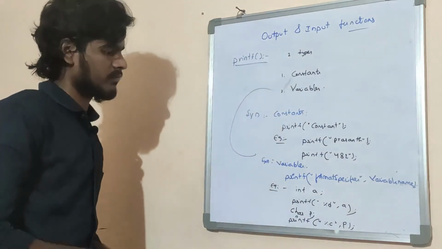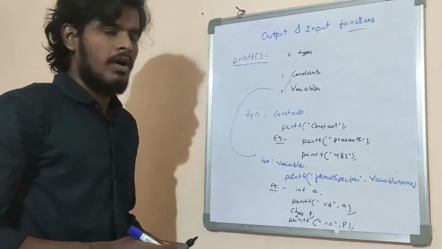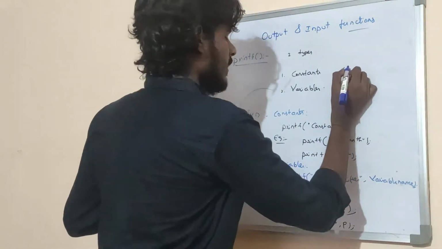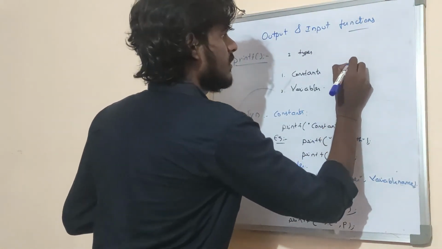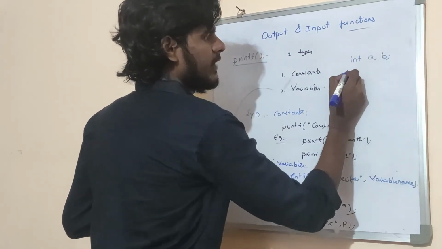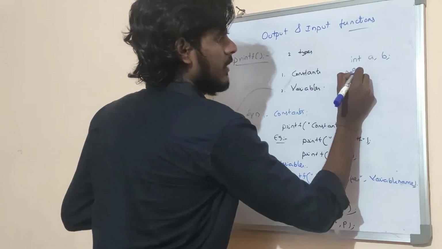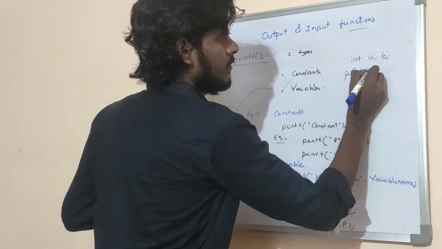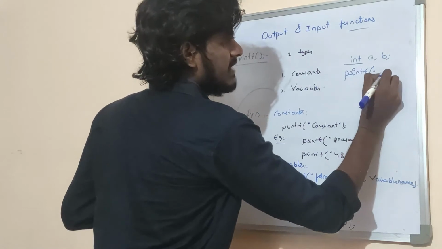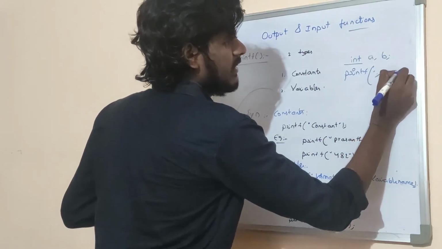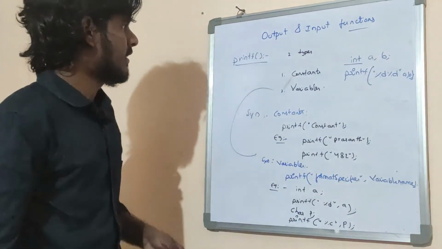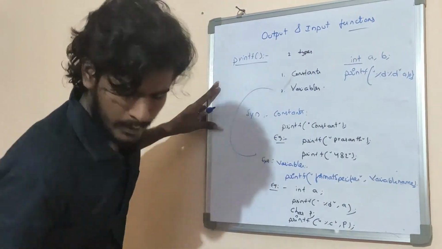Okay, what is the syntax for two or more variables? Int a, b, printf. What is the format here? %d %d, a comma b. Okay friends, this is all about the printf function.